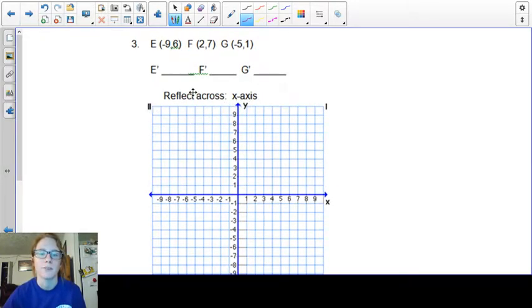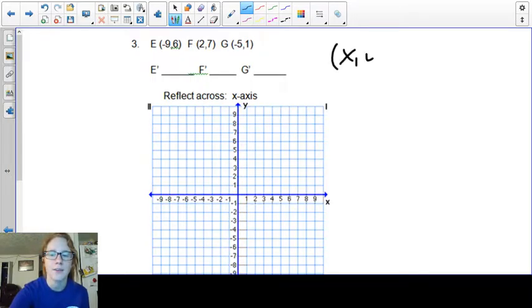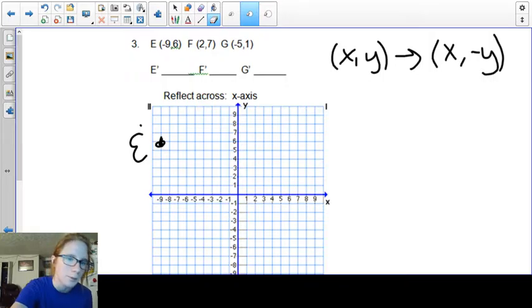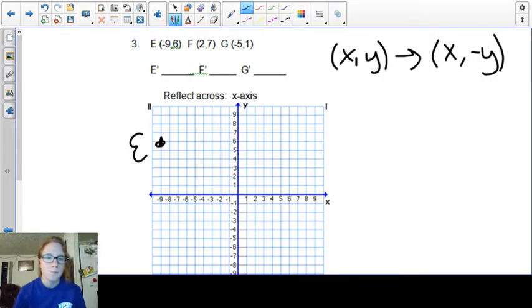If you bring out your formula sheet, if you reflect across the x-axis, your rule is (x, y) turns into (x, -y). So let's go ahead and plot our original shape. We have -9, 6. This one gives me letters, so we can put letters. That last one didn't. So that's my E, not E prime. F is at 2, 7. And G is at negative 5, 1.